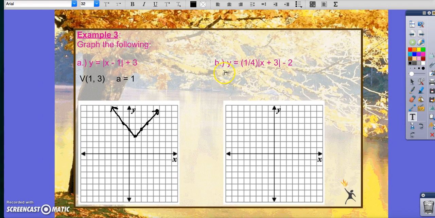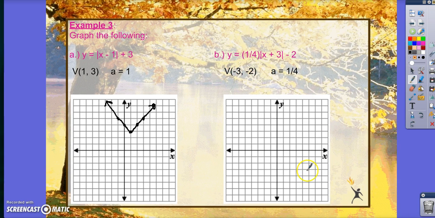So let's do another one. My vertex is (-3, -2). My slope this time is 1/4. All right, so plot the point (-3, -2), which is here. That's my vertex. And now my slope is 1/4. So how do we move 1/4? Up 1, right 4. Could do it again. Up 1, right 4.